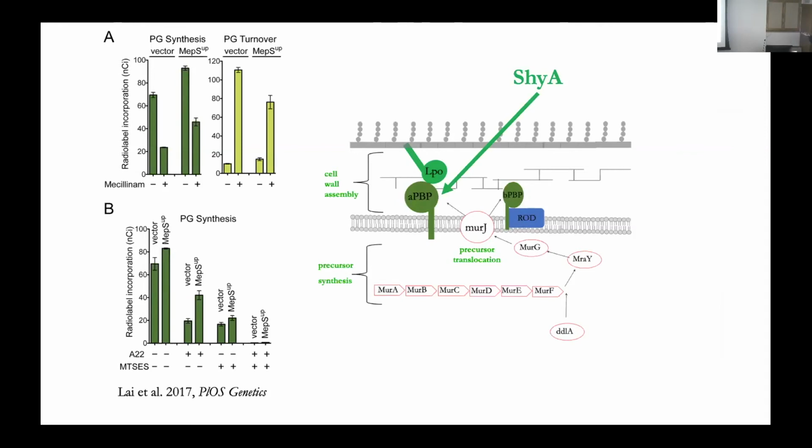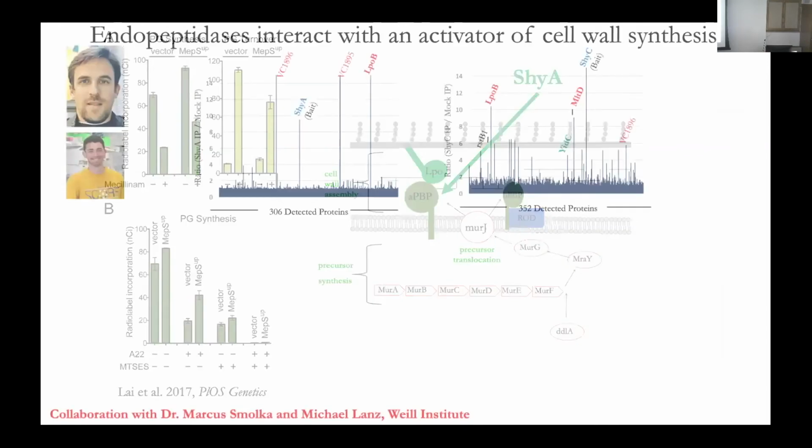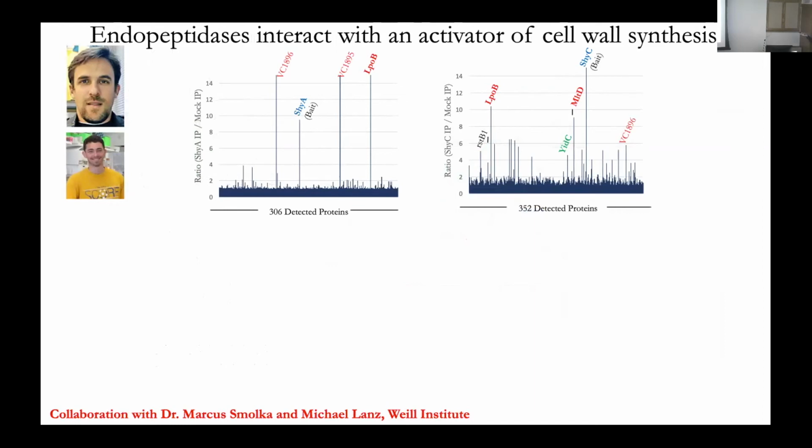So there seems to be some connection, and I told you we're interested in the specific connections between either the rod or the APBP system with the endopeptidases. There seems to be a specific connection between ShyA, or an endopeptidase, and the APBP system. And this might actually explain why we see this conformational switch, we think. So this now gets into the very speculative area of my talk, because we did a pull down, a SILAC, looking for ShyA interaction partners.